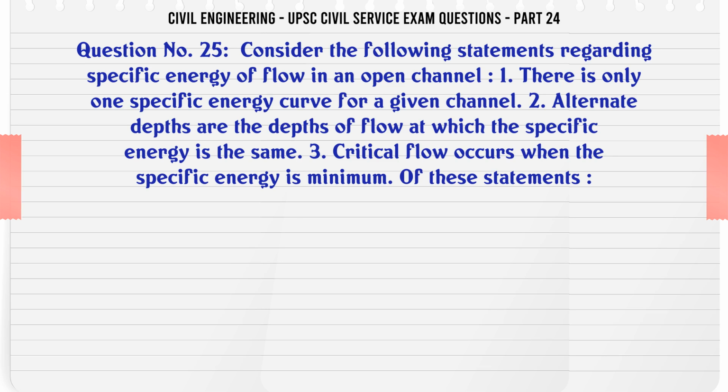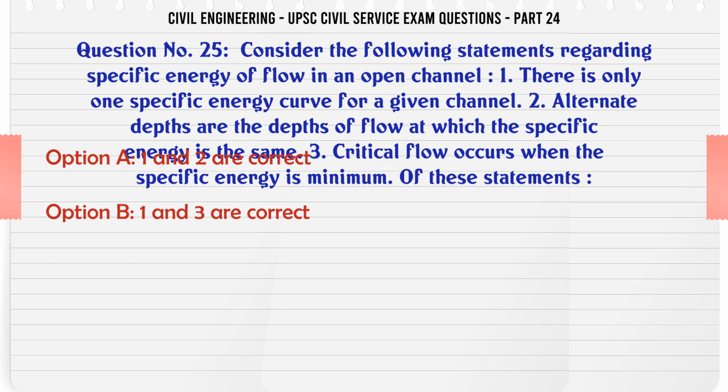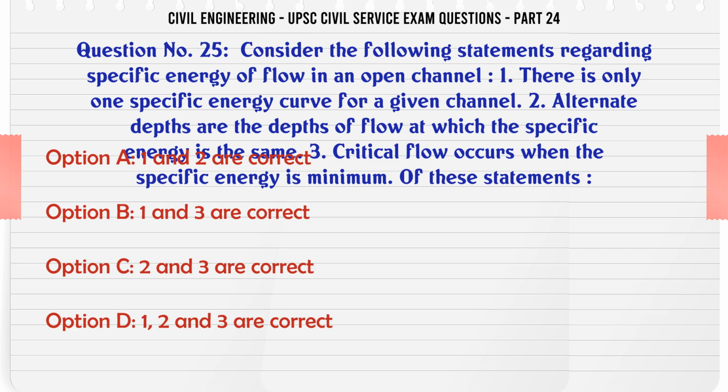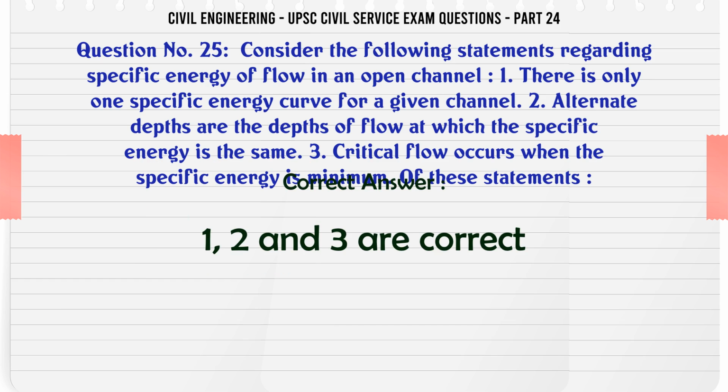Consider the following statements regarding specific energy of flow in an open channel. 1. There is only one specific energy curve for a given channel. 2. Alternate depths are the depths of flow at which the specific energy is the same. 3. Critical flow occurs when the specific energy is minimum. Of these statements, A. 1 and 2 are correct. B. 1 and 3 are correct. C. 2 and 3 are correct. D. 1, 2 and 3 are correct. The correct answer is 1, 2 and 3 are correct.